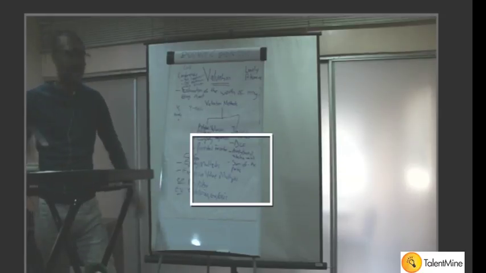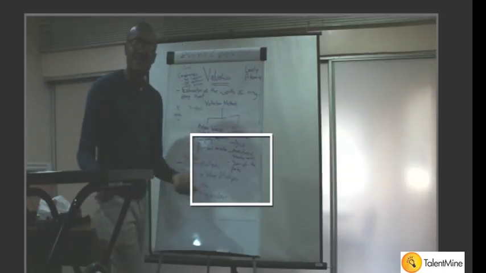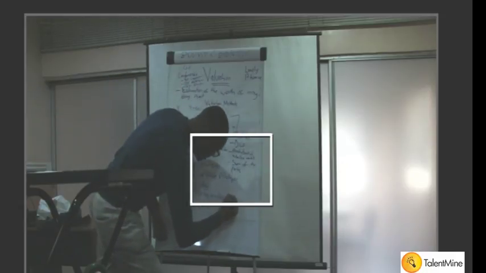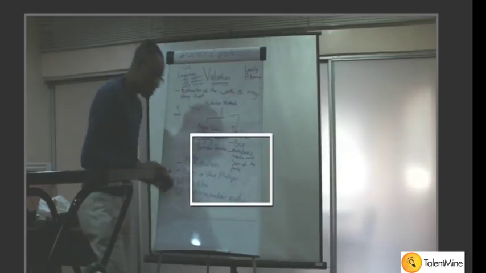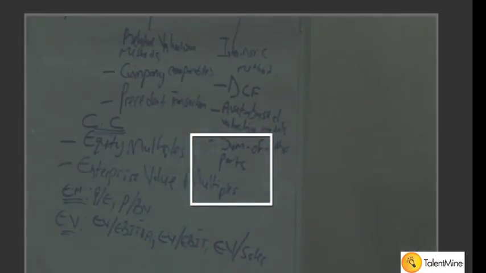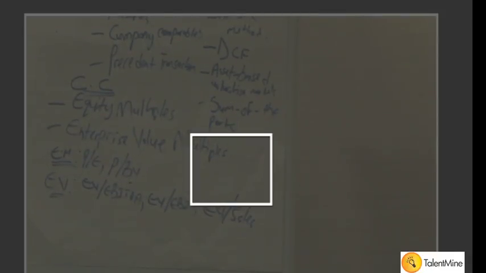Yeah, thanks. EV to sales. You can never have negative sales, can you? No. So EV to sales or revenue, whatever. Is there any other one? EV to EBITDA, EV to sales. I think this covers the major ones. Is there any other one? EV to EBITDA. Yeah, exactly. So these are examples of multiples.